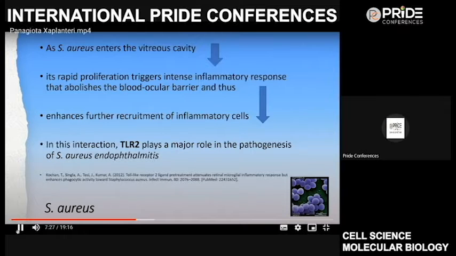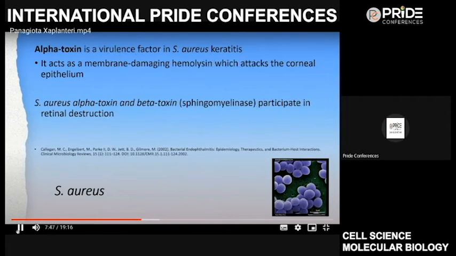As Staphylococcus aureus enters the vitreous cavity, its rapid proliferation triggers an intense inflammatory response that breaches the blood-ocular barrier and thus enhances further recruitment of inflammatory cells. In this interaction, toll-like receptor 2 plays a major role in the pathogenesis of Staphylococcus aureus endophthalmitis. Alpha-toxin is a complex factor in Staphylococcus aureus keratitis. It acts as a membrane-damaging toxin, which attacks the corneal epithelium. Staphylococcus aureus alpha-toxin and beta-toxin participate in retinal destruction.